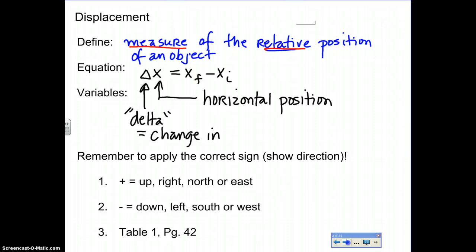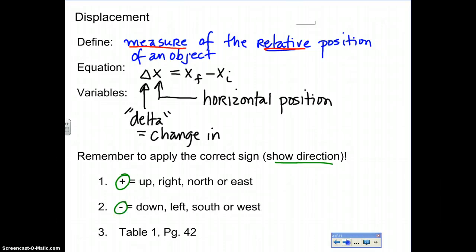Now, remember, in physics, pluses and minuses, the sign in front of a number, show direction. Again, if a number in physics is positive or negative, positives and negatives indicate direction. Positive, if on the y-axis, is going to mean up. On the x-axis, it's going to be to the right. But we could also use directional indicators, north or east, as well. On the z-axis, positive is going to mean forward.